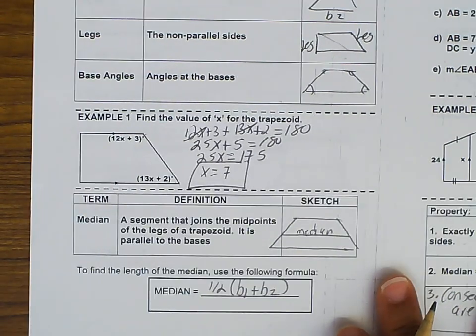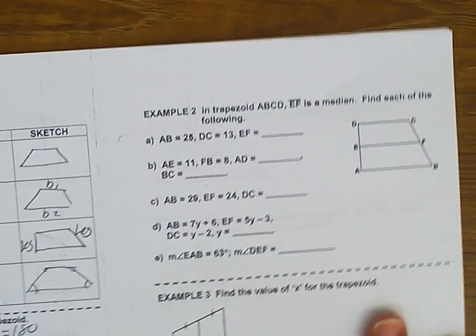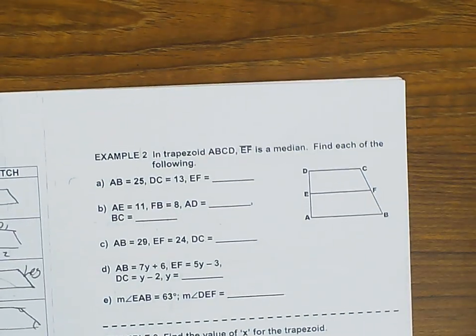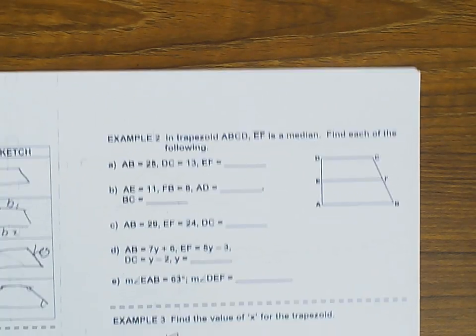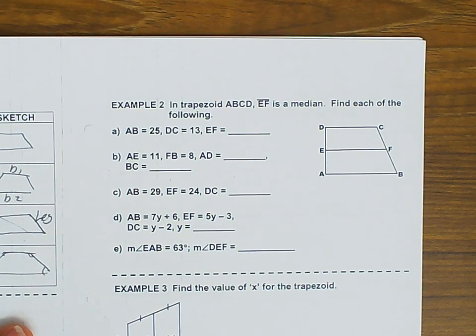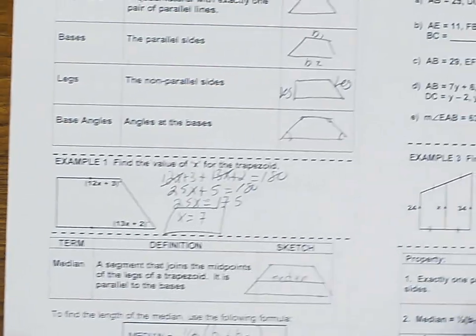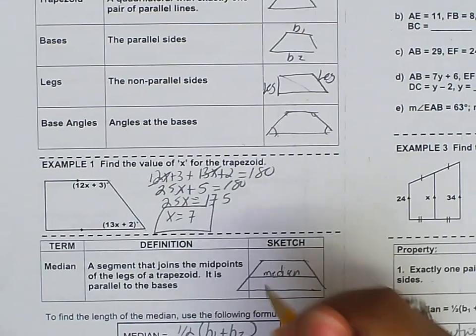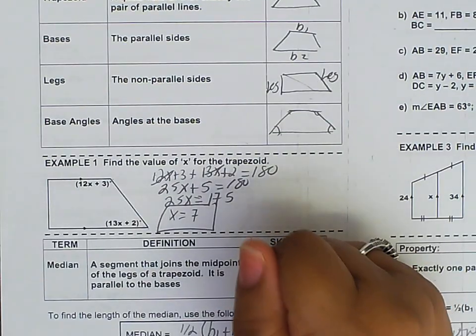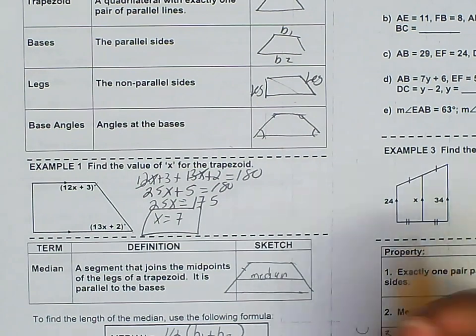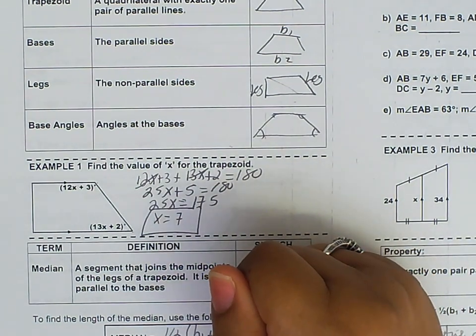Let's go ahead and just do example 2. Example 2 says, in trapezoid ABCD, EF is the median. Right here. Find each of the following. I forgot to put some stuff on here, but you can kind of see it on this picture here. You have sides that are congruent, so just keep that in mind.